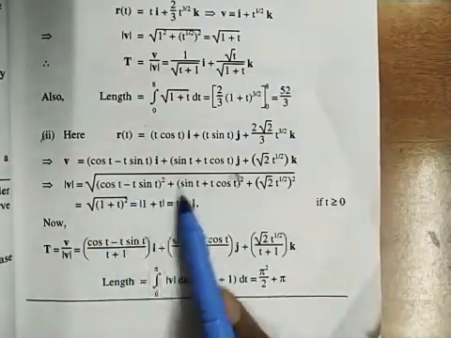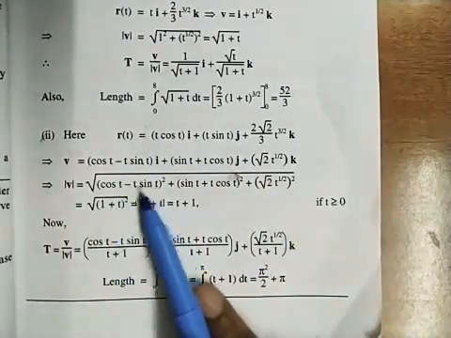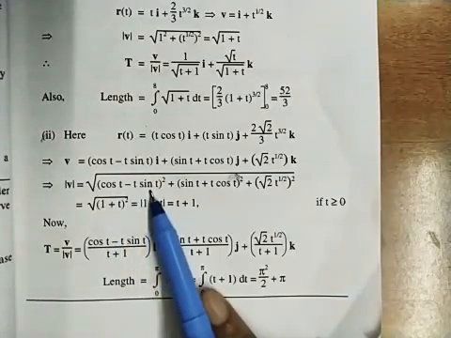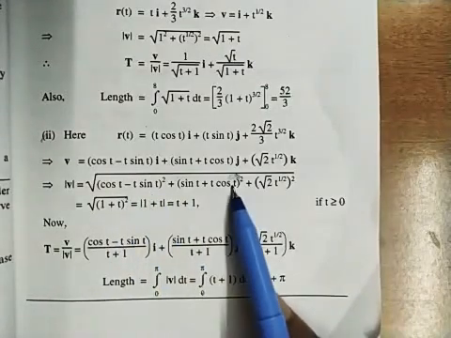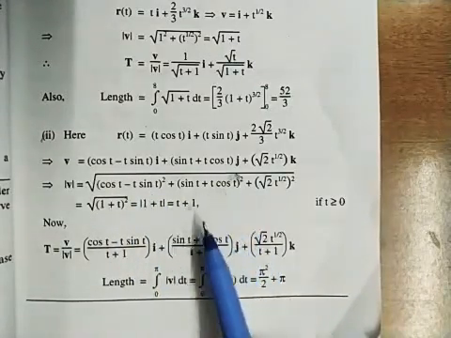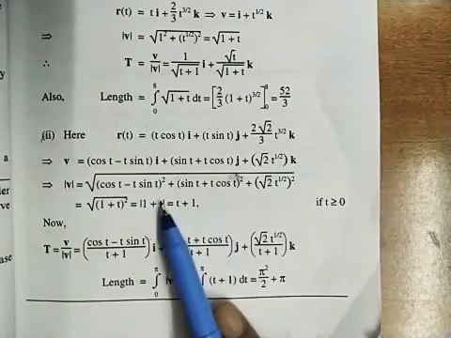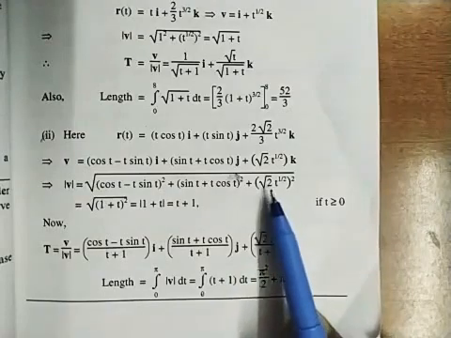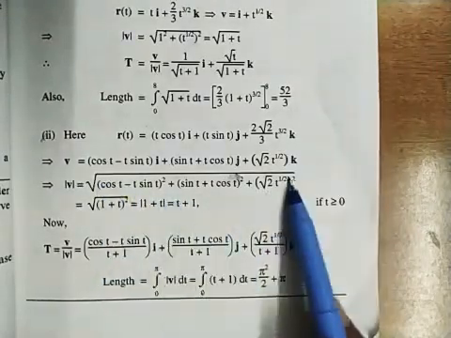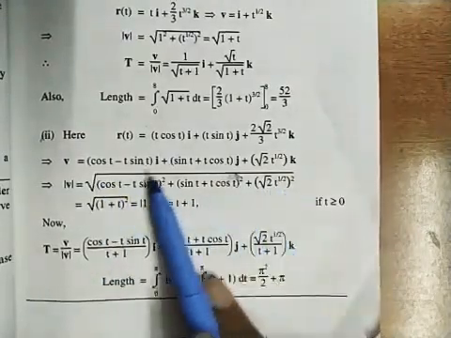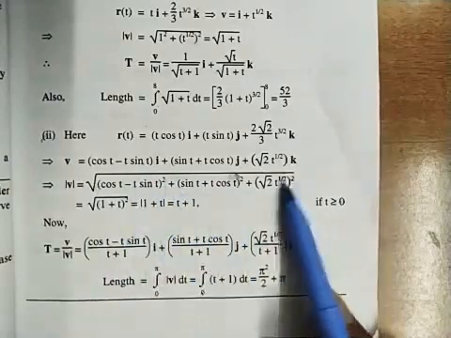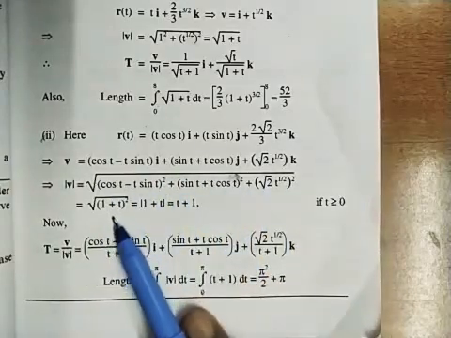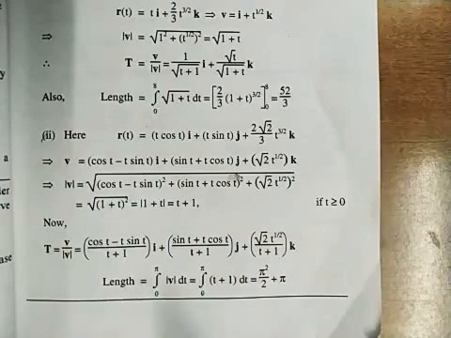While solving this you should expand (cos t minus t sin t) squared, and the square terms will get cancelled. Again we use the formula cos square t plus sin square t. After using that, finally you get 1 plus 2t plus t squared, and that can be written as (1 plus t) squared.